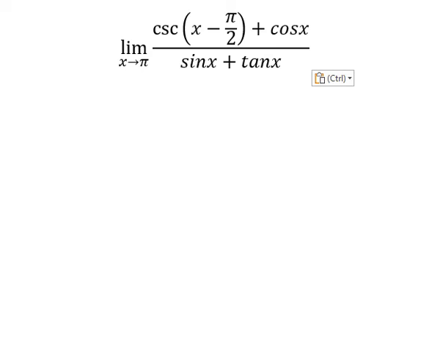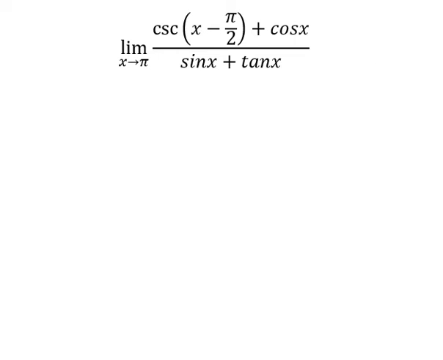Hello everybody. So today I will talk about calculus. The topic today is about limit. So now I will show you how to answer.